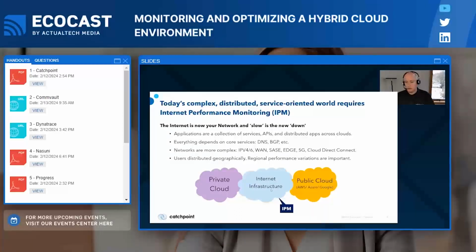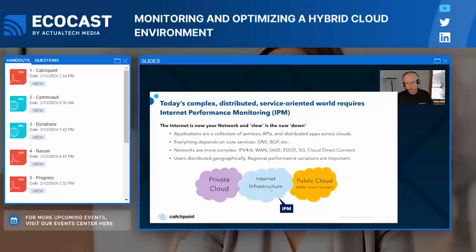You've got them on a variety of different clouds, but everything's going to depend on the core services of the internet, that infrastructure that runs and connects everything. We're talking things like DNS or BGP, a variety of other bits and pieces on there that are making sure that everything can stay connected. As well, those networks have become much more complex over the last decade. IPv4, IPv6, the rise of SASE, things like Cloud Direct Connect, all of these are adding to complexity.